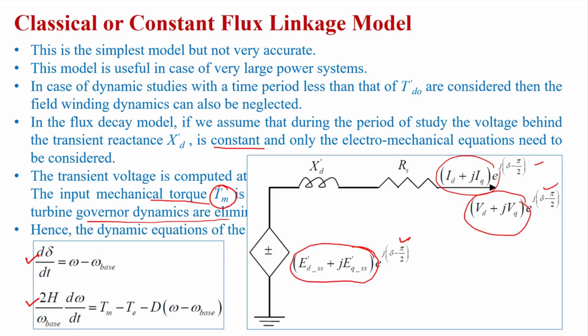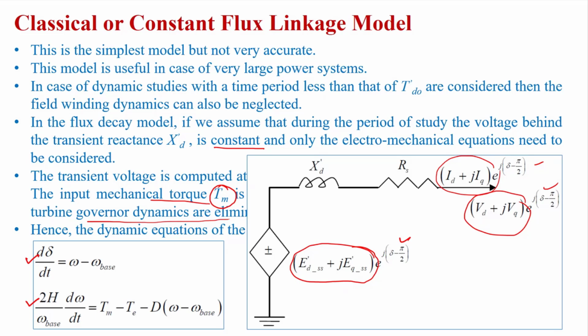So what are the models we have discussed here today? One is the subtransient model, which considers the transients of the network and the stator. That was the first and most accurate model. Then with further simplification, by neglecting the effect of the damper winding 2Q, we get the two-axis model, also called the transient model.